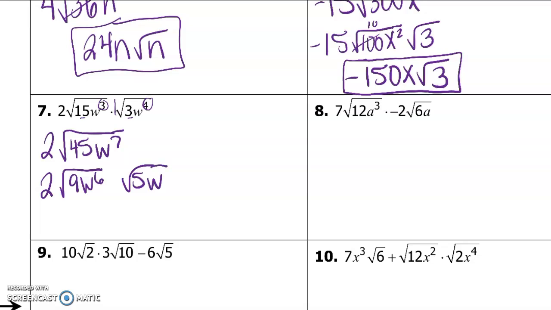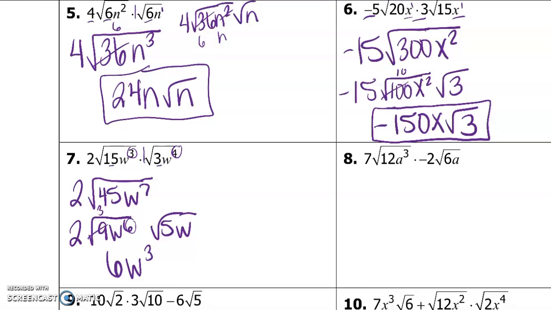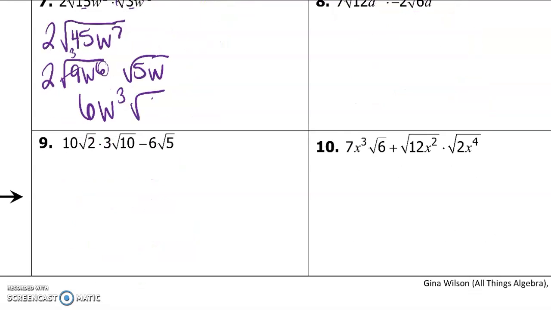So again, you take 1 away from your exponent if it's odd, so that way you get an even exponent. Square root of 9 is 3. 2 times 3 gives us 6. This 6 you divide by 2 to get w to the 3rd. So you take half of your exponent to take the square root of it, and then our square root of 5w comes along.